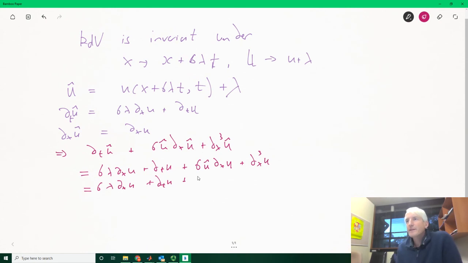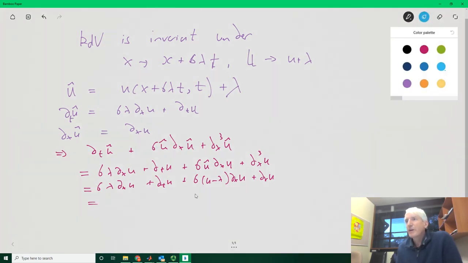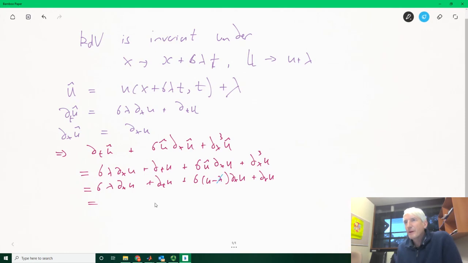So u hat is u plus lambda. And there's where the 6 is going to come into it. So they're going to cancel. So then we cancel those two terms. Get my special cancelling colour out. So that part there, the lambda bit, and that cancels. And we're left with the time derivative of u plus 6u x derivative of u. Okay, and that should be cubed here.